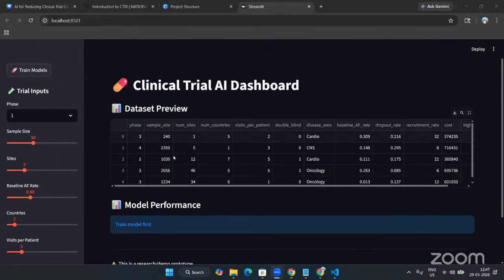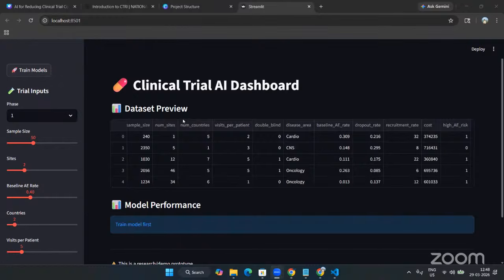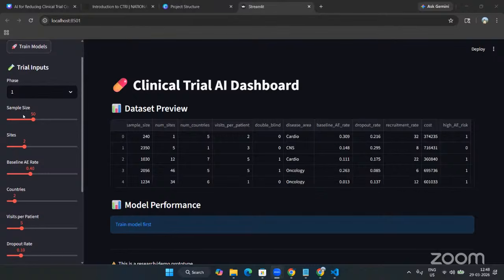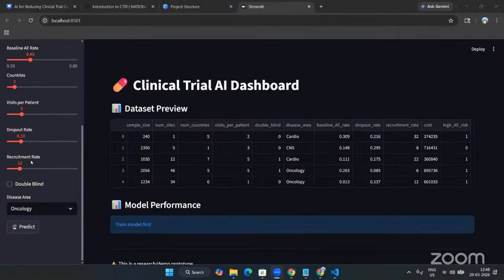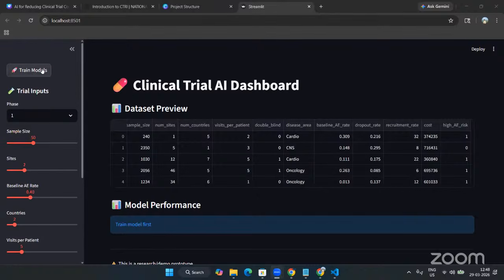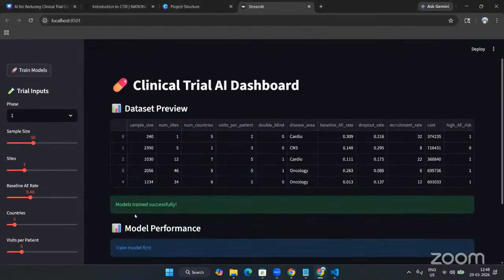So this is the input data. We have shown the same data over here: phase, sample size, num sites, num countries, visits per patient. And then here we have given the option of training the model. Then you can give your new input, and then go for prediction. So let us do this. Train the model. You can see the model trained successfully.